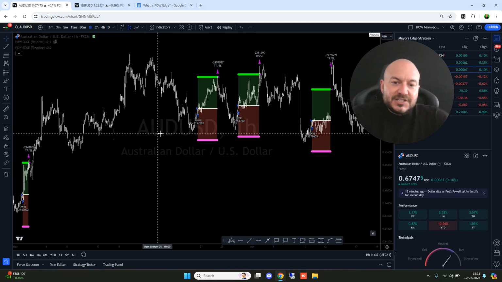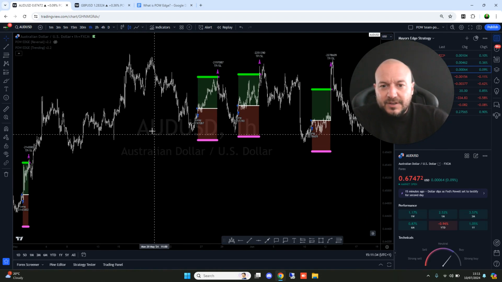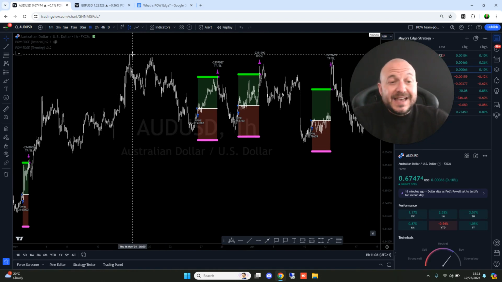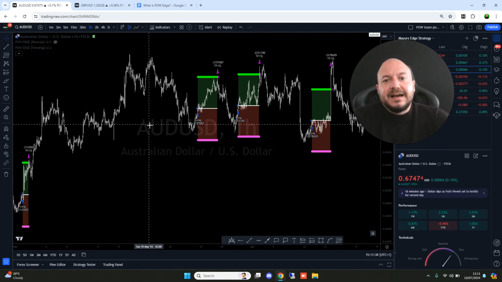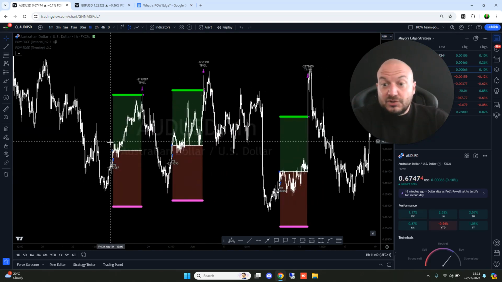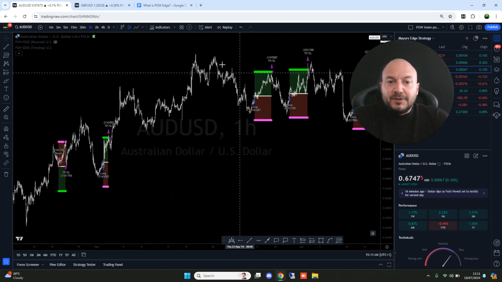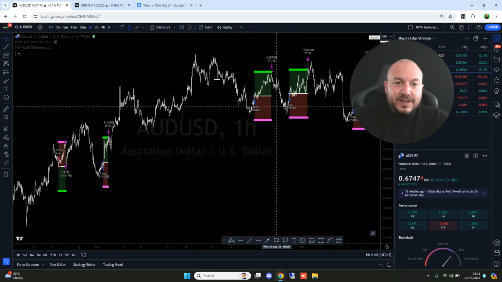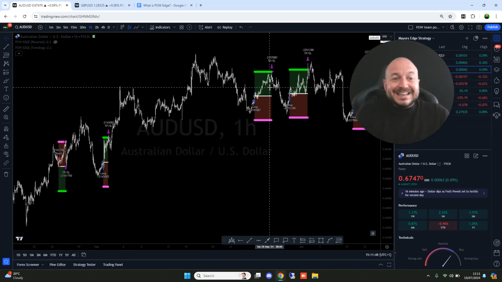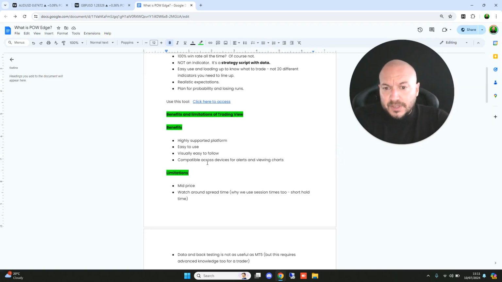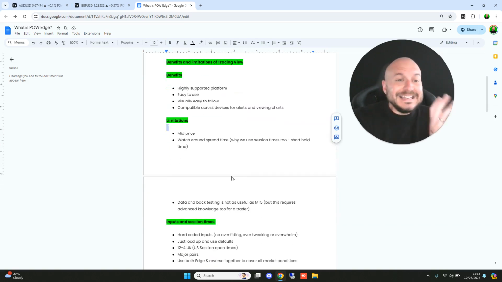Now, you might not take all these. You might look at your own analysis on here if that's how you trade, and wait for extra confirmation, wait for a bullish candle, wait for a rejection from a level here or here, and then this confirms it. It's a tool for you to use how you see fit. Okay, compatible across devices for alerts and viewing charts. Yeah, I've gone through that.